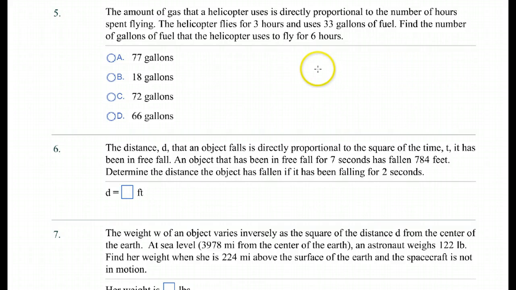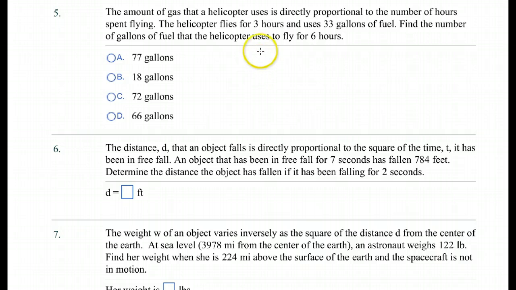What you want to look for in these problems is the phrase directly proportional to or varies directly as. The quantity that comes before that statement you want to let be the y variable or the dependent variable. The quantity that comes after that you want to be the independent variable. So in this case we're going to let y be the amount of gas the helicopter uses in gallons, and x be the number of hours spent flying, or you can make up whatever letters you choose.